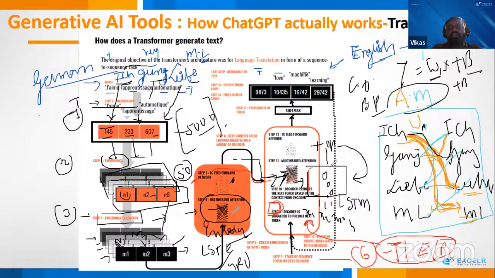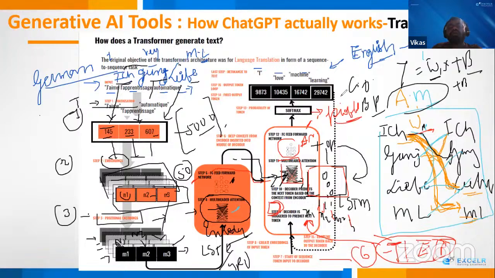The decoder model will accept this information: tokenizer, encoding, then positional encoding. That will again go here and create this kind of attention. Again, the weights will be learned, and that weight learning process will be passed on to the artificial neural network. Then similar work will be done, and this kind of attention mechanism will also work. And here the probabilities are generated by using a softmax function.